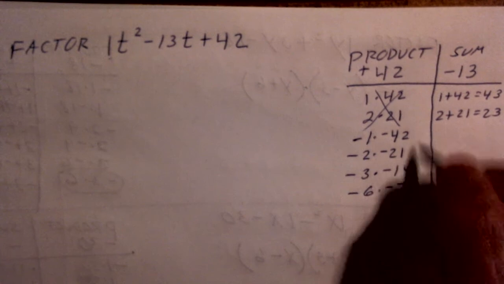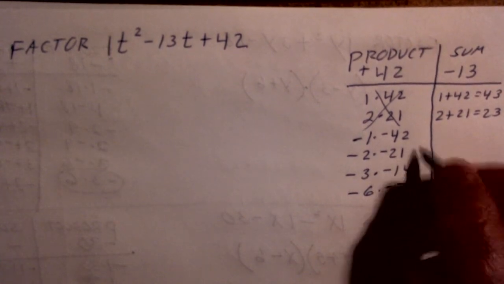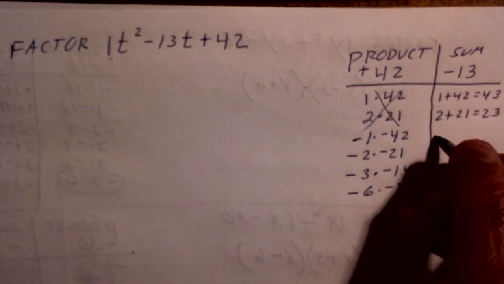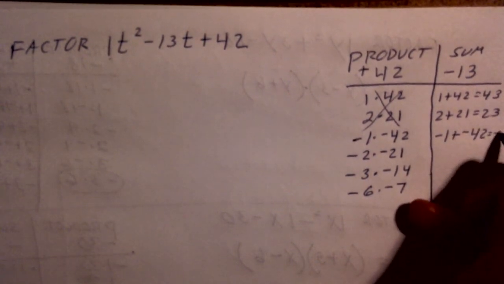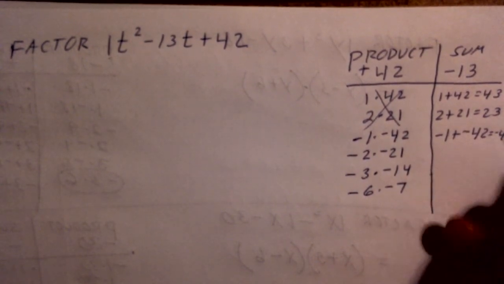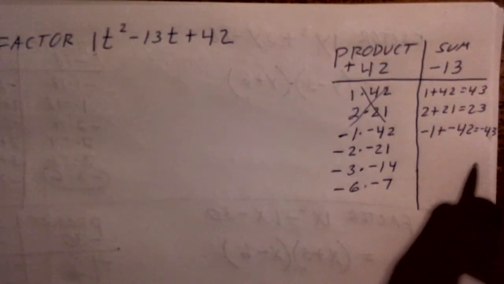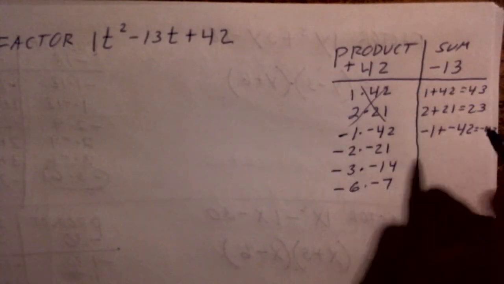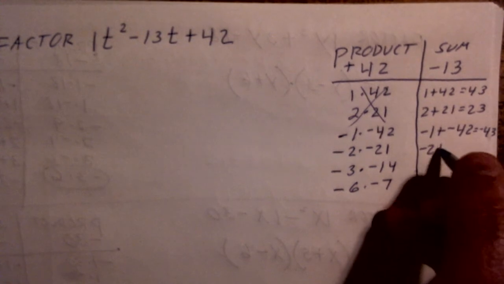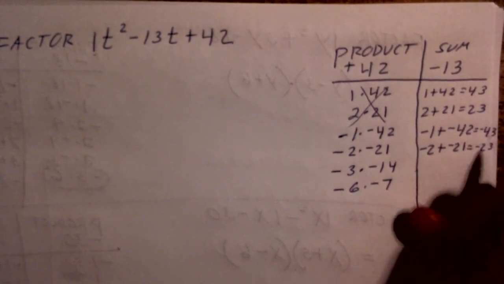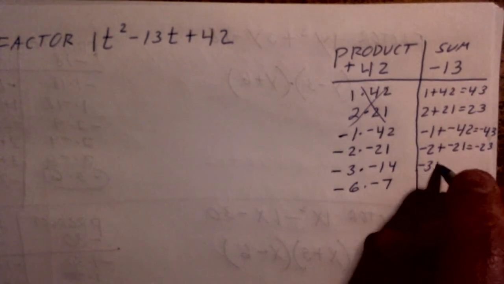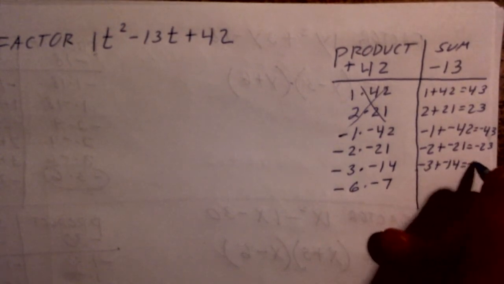And therefore, in this list now, which two factors sum up to negative 13, our middle coefficient? Well, it's not negative 1 and negative 42. These add up to negative 43. That's not even close to negative 13. Negative 2 added to negative 21 add up to negative 23. These don't work. Negative 3 added to negative 14 add up to negative 17.